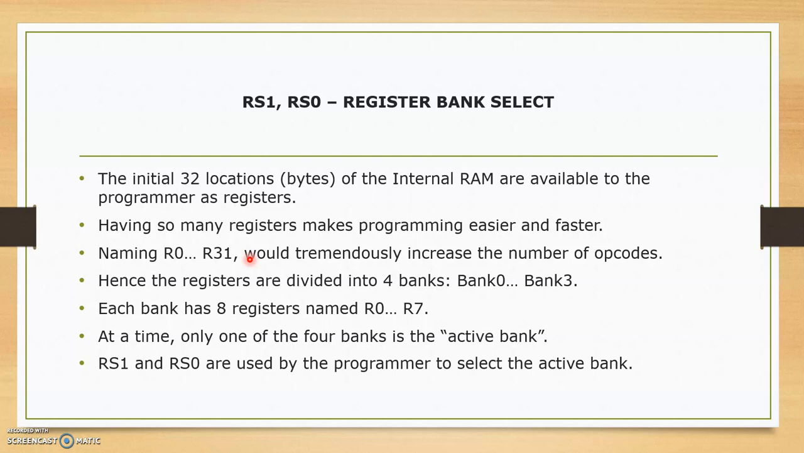But for the naming of registers, you have 32 registers, so we can name them R0 to R31. The naming would tremendously increase the number of opcodes. Every instruction that we write in assembly language will be converted to coded form, that is the opcode. This opcode will be different for different registers. For the same instruction, if you use different registers, the opcode will change.